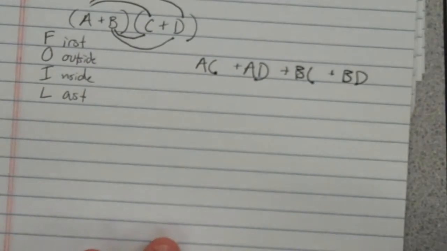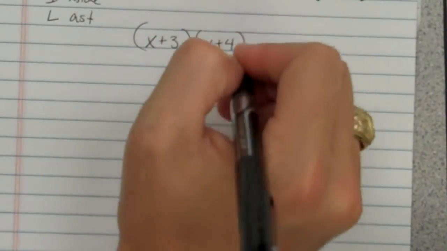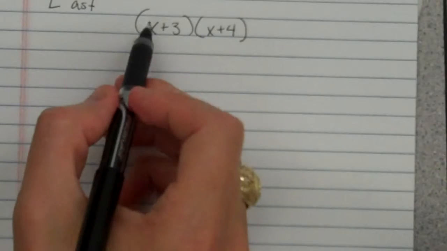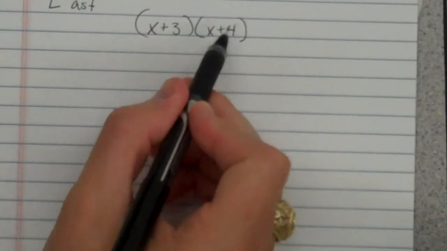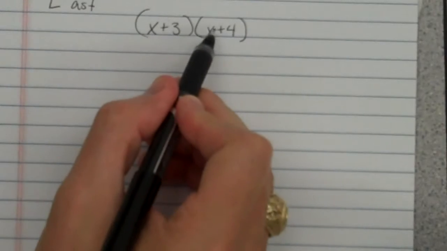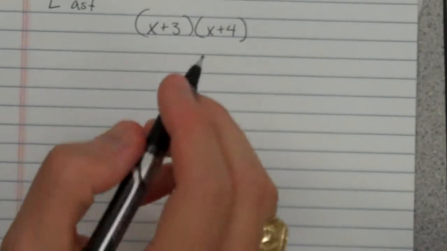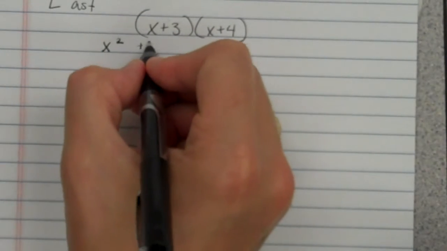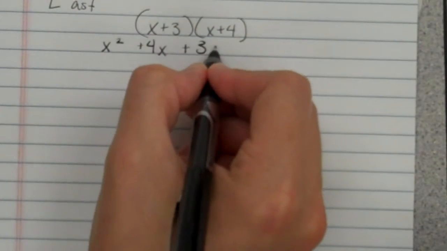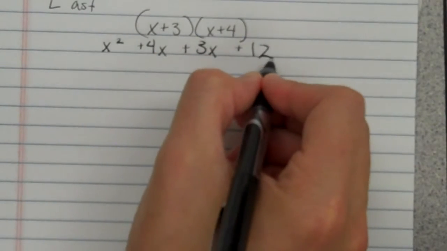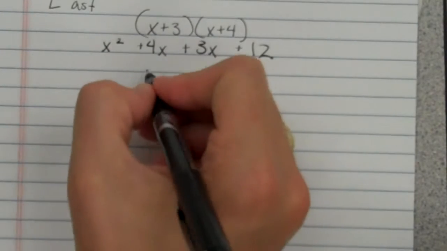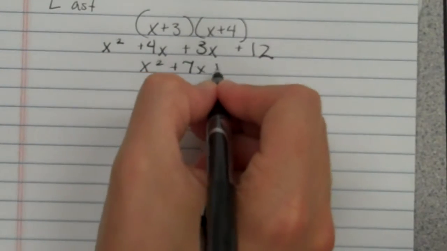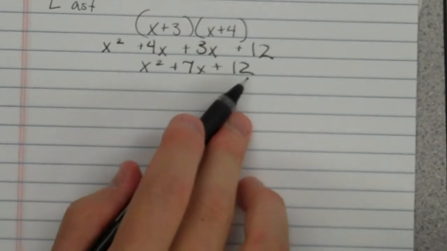Okay? Now let's try that with some real numbers. X plus 3, X plus 4. Okay? The other way you can think about this is I'm taking this X and I'm distributing it to both of these. And then I'm going to take this 3 and I'm going to distribute it to both of these. So however you want to think about it. First, x squared. Outside, 4x. Inside, 3x. Last, 12. And then these are like terms. So my final answer is x squared plus 7x plus 12.